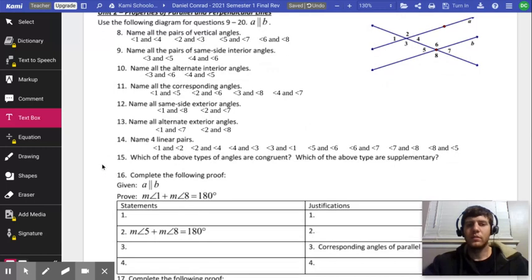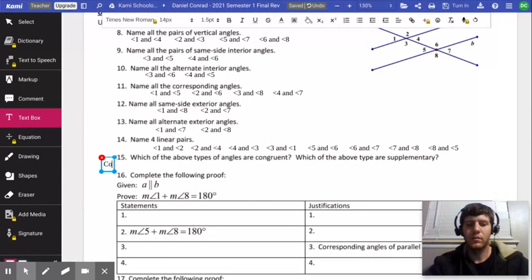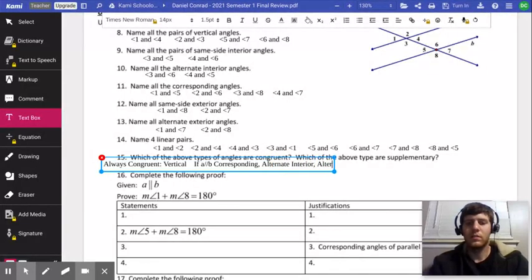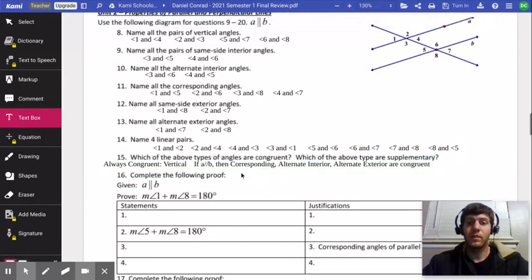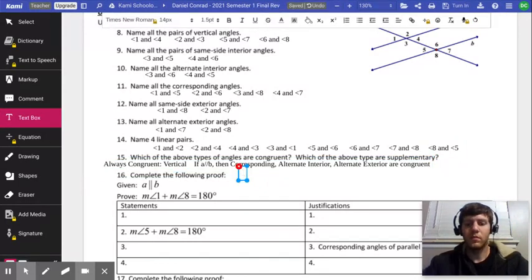Always congruent are vertical angles. If A is parallel to B, then the corresponding, alternate interior and alternate exterior angles are congruent. For supplementary, linear pairs are always supplementary.